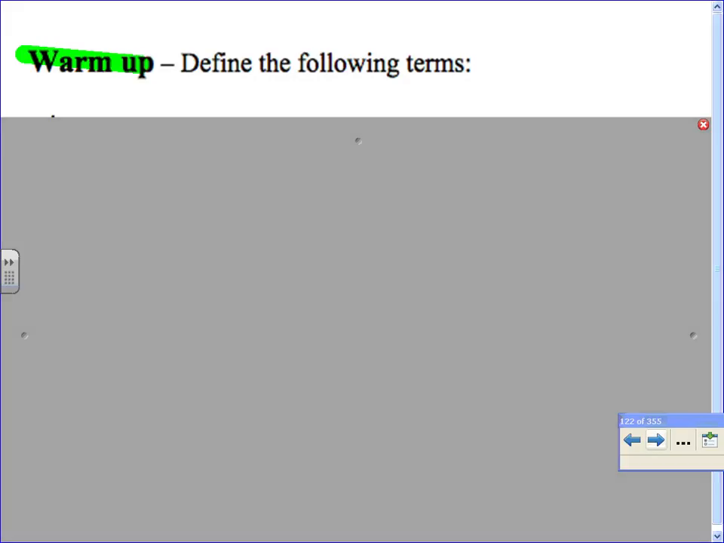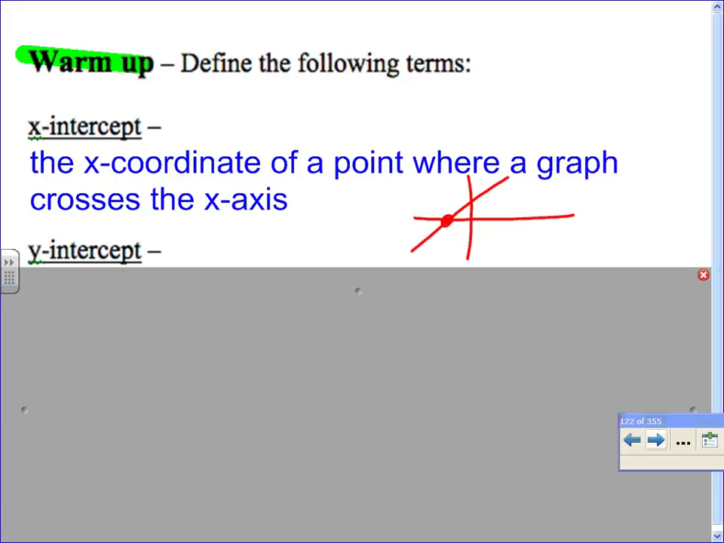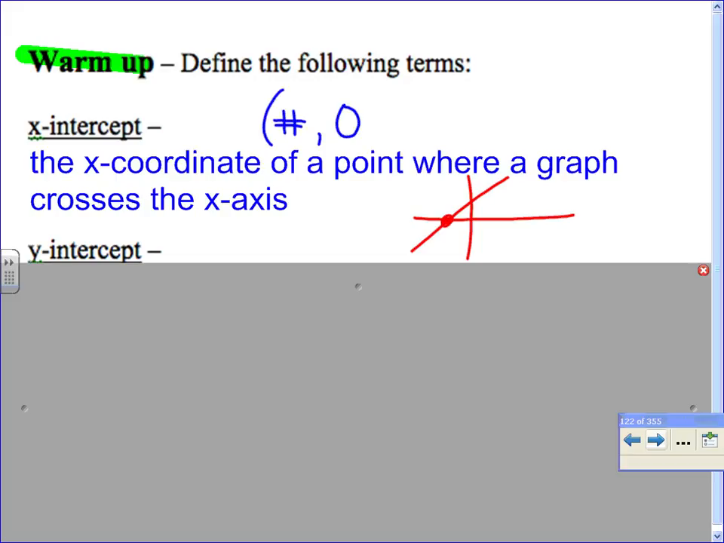An x-intercept is the x-coordinate of a point where a graph crosses the x-axis. If you want to draw a little picture, it might be a good idea. The x-intercept is always written as a number, comma, 0, because it's always whatever the x-intercept is, comma, 0. When you're graphing it, it's how many you go to the right or left.